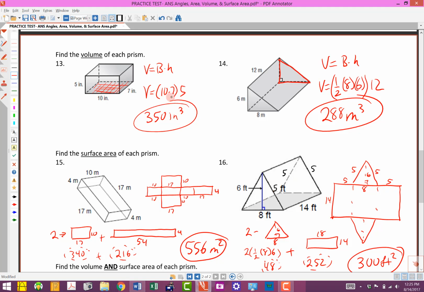Remember, this is 10 inches times 7 inches times 5 inches. Inches times inches times inches. Easiest way to write that down would be cubic inches, inches cubed. Remember, we always measure volume in cubic units.